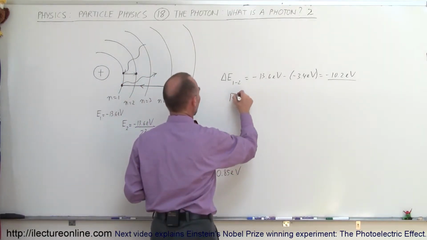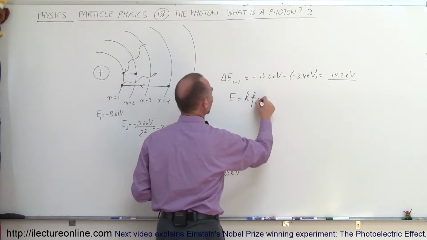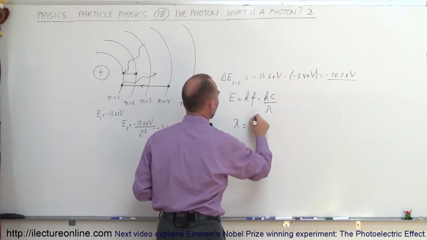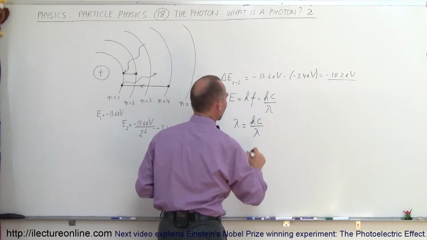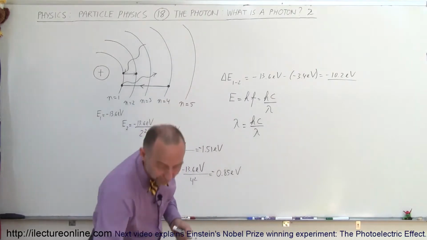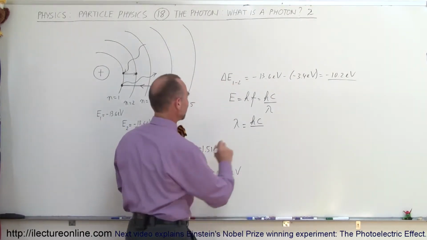So the energy of a photon, we know, is equal to h, the Planck constant, times the frequency, which is equal to h times c over lambda. So the wavelength would be equal to hc divided by the energy. I want to put the energy there and put the lambda there. So definitely what I wanted to write down here was energy, not lambda.